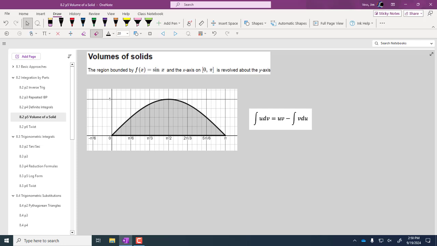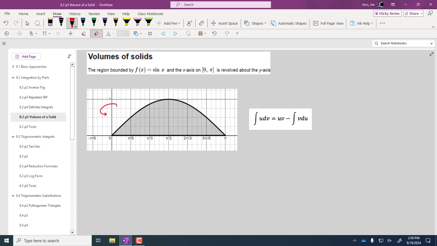Okay, so let's go look at this application. So this says we've got one lobe of sine, one bump of sine right there, from 0 to pi. We're going to rotate it around the y-axis. So that's going to go around this way. And we want to find the volume of that solid.